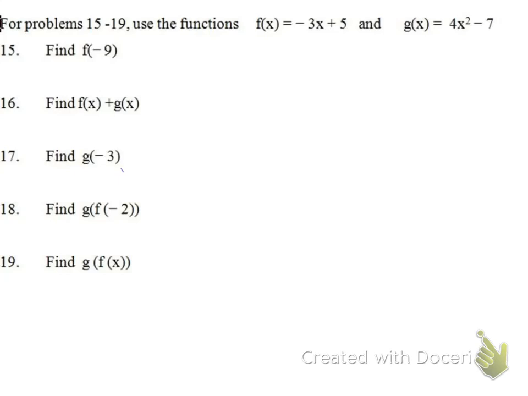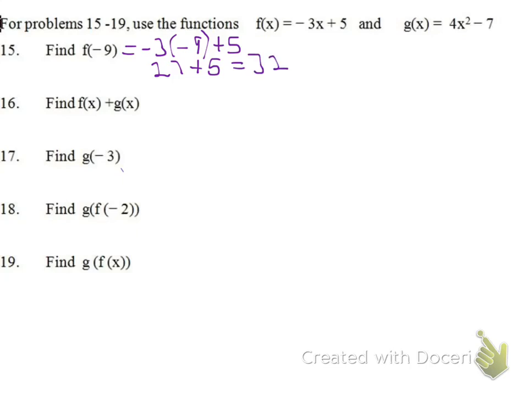Now we go on to some function operation problems here. First one, I have f of x and g of x given at the top, so I'm going to substitute in negative 9 into f of x. It gives me negative 3 times negative 9 plus 5, or 27 plus 5 is 32.